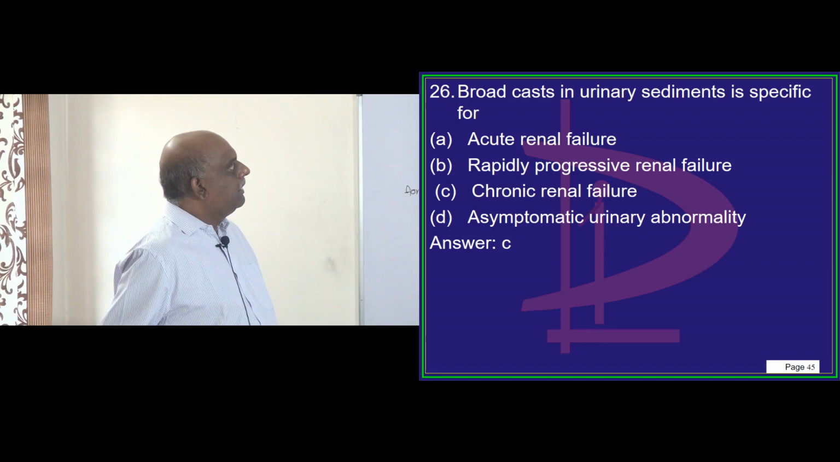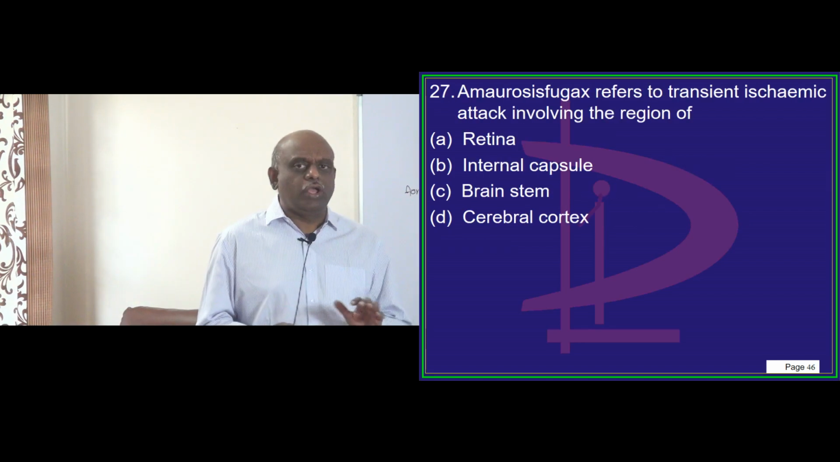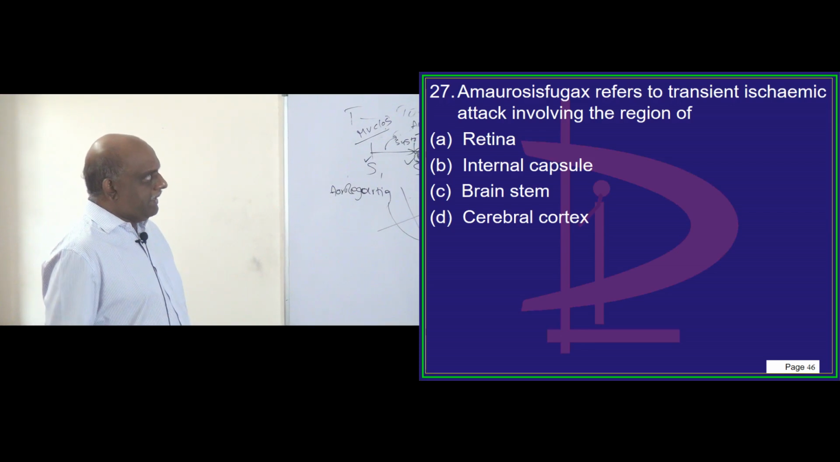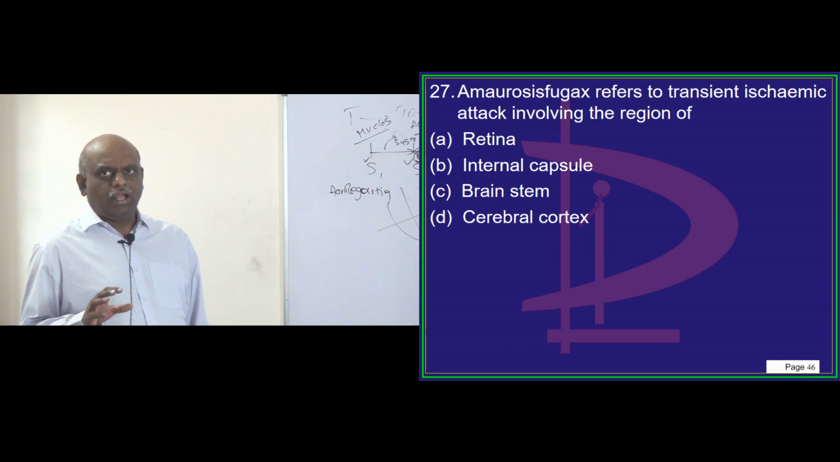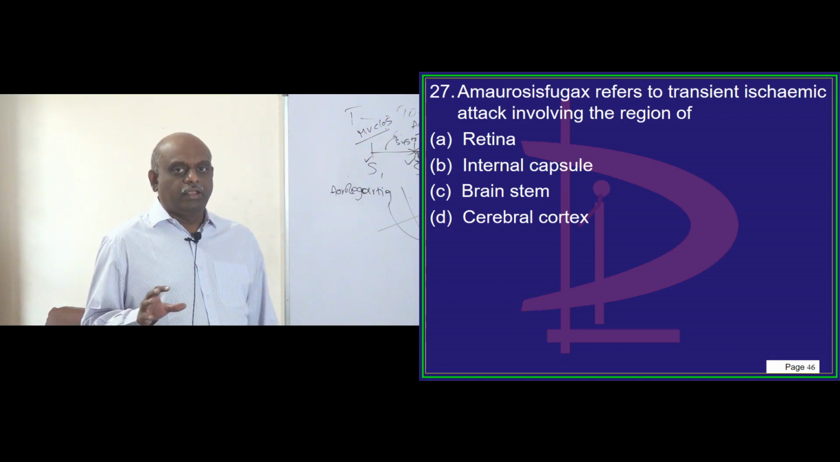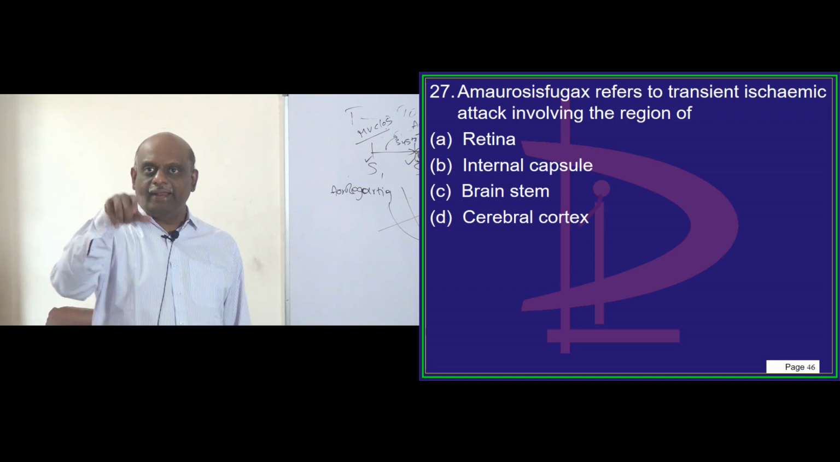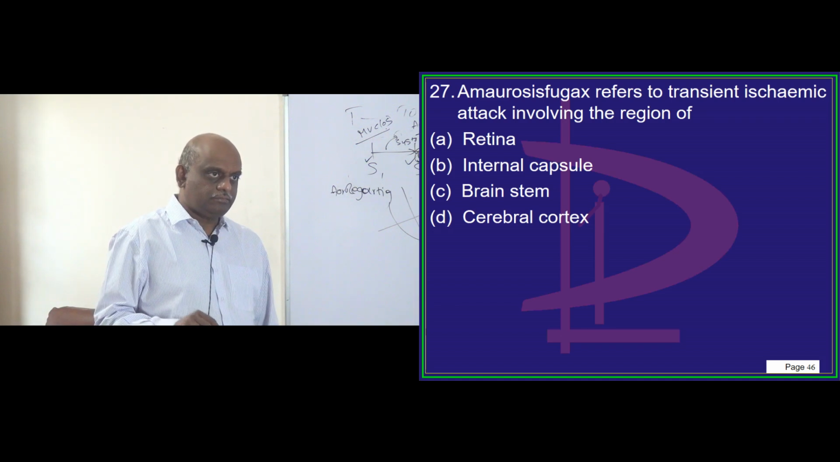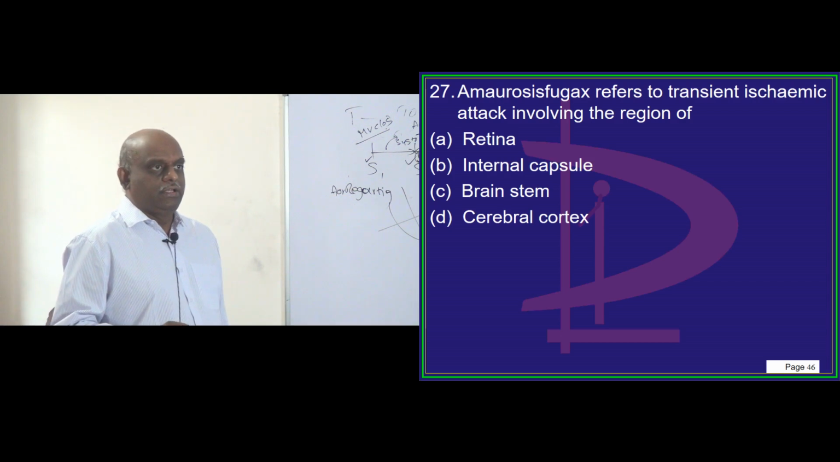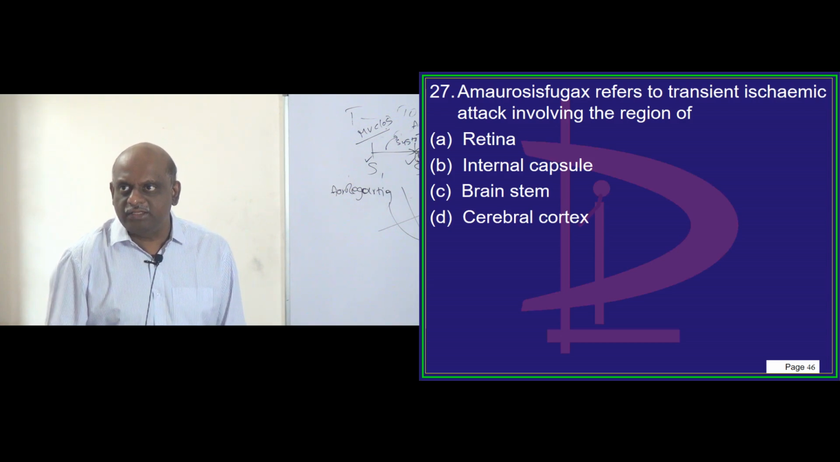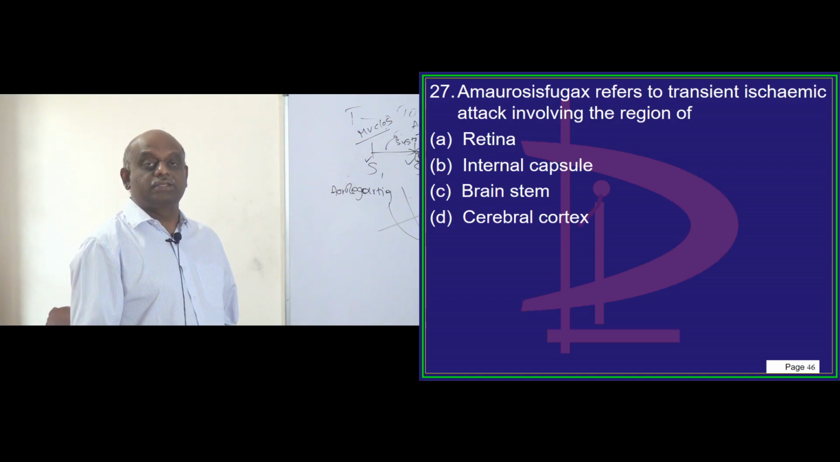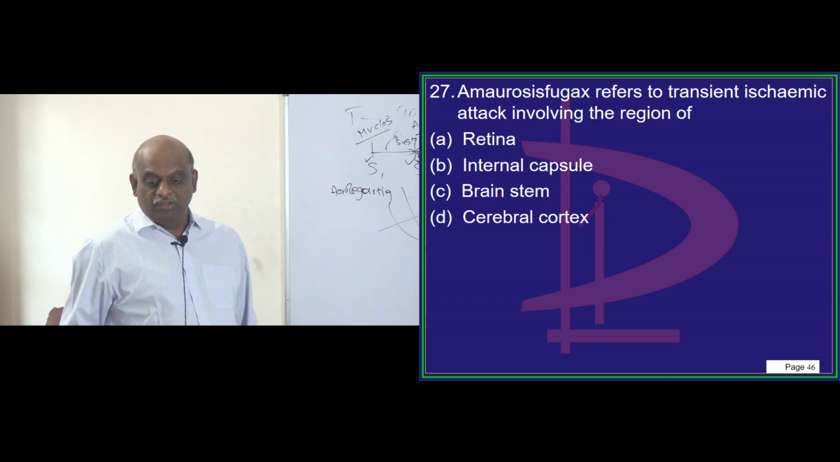Now, doc. Amaurosis fugax typically occurs in which situation? When the retinal artery gets occluded with a thrombus, sudden falling of curtains leading to blindness is the typical presentation.